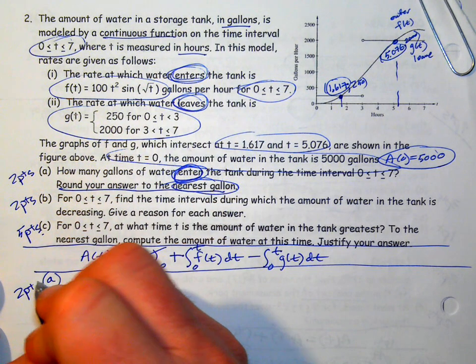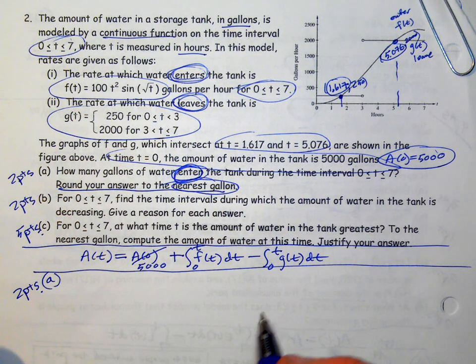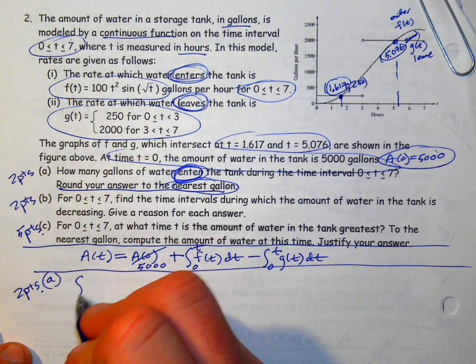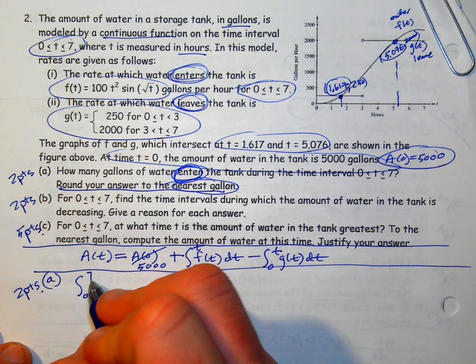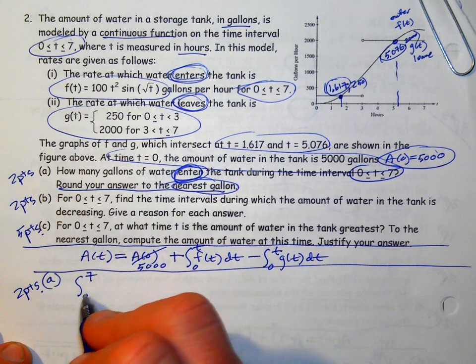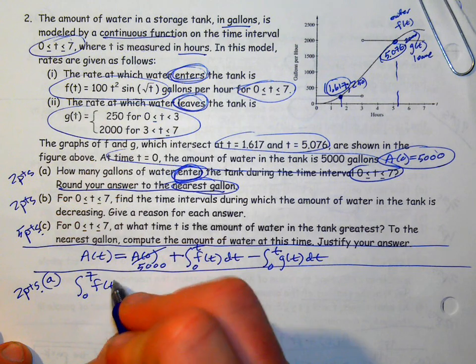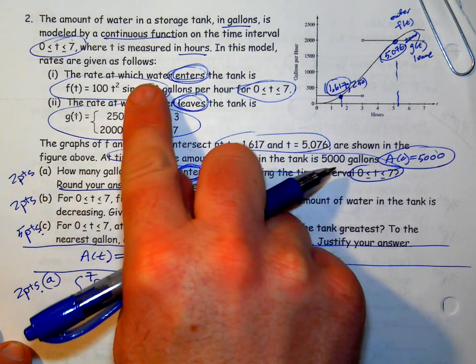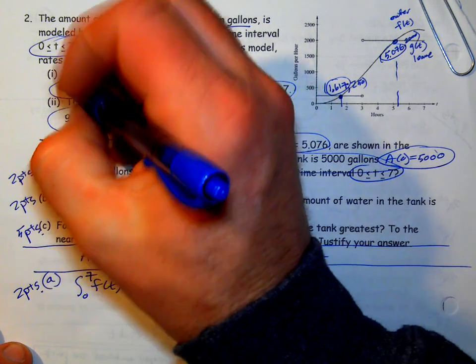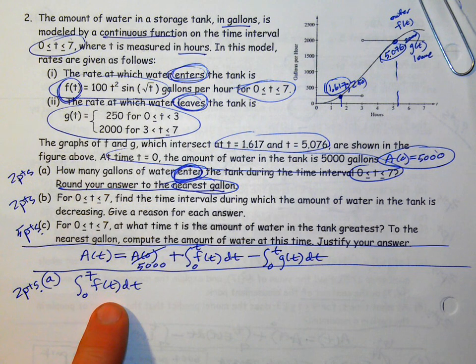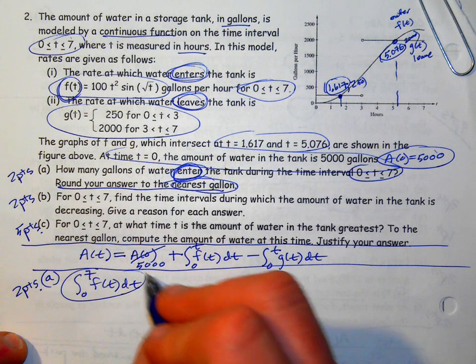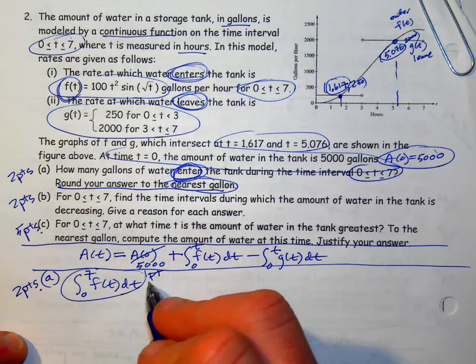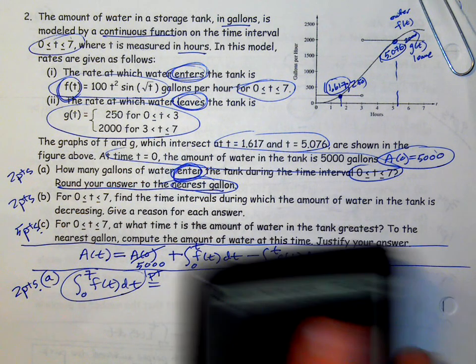So this is 2 points. We just want what's entered. So that's from 0 to 7, right? So it's the integral from 0 to 7 of f of t dt. You don't need to write the whole equation in there, but you can use the name they gave it. But you need to write that. That's your setup. That's 1 point right there. And if you don't write it, you don't get the point, even if you get the right answer. So you've got to show your setups.